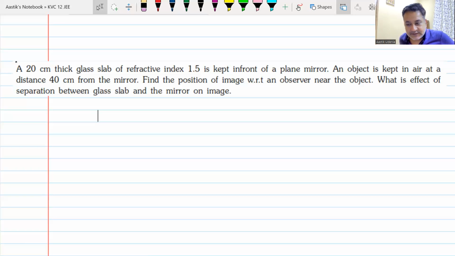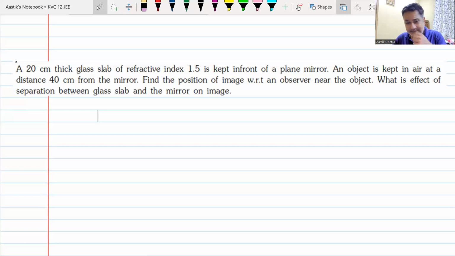Yes, sir. Then, this is the question for you to solve. Because if you can do this, then only we can move ahead and solve a question where instead of a plane mirror, it would have a concave or a convex mirror. So we will try to solve that question in the next class.